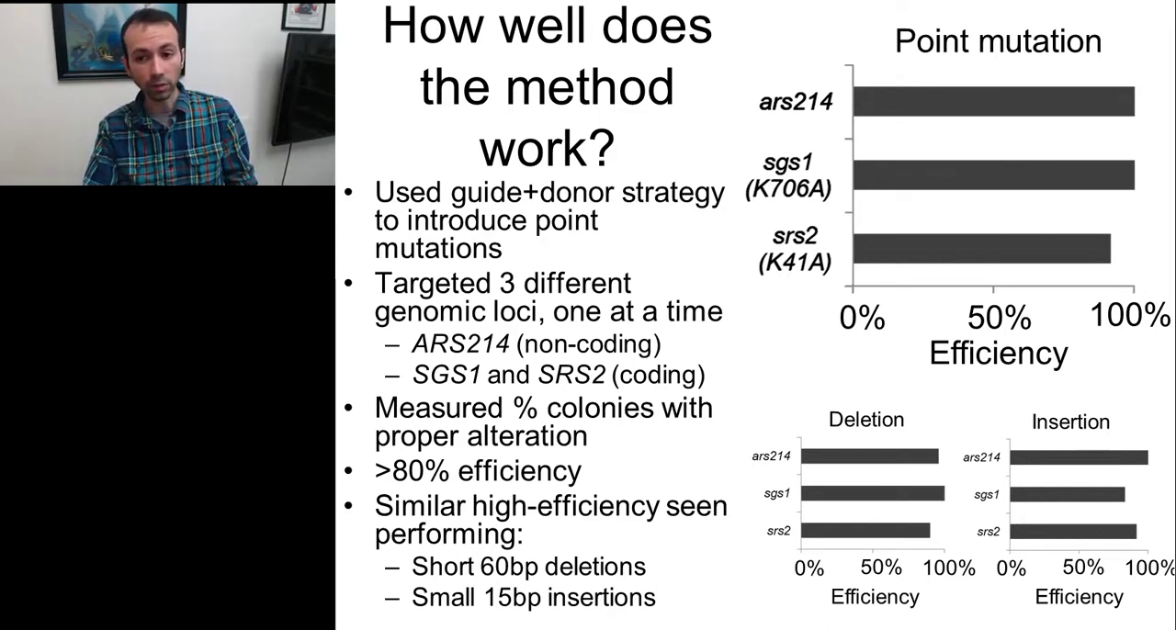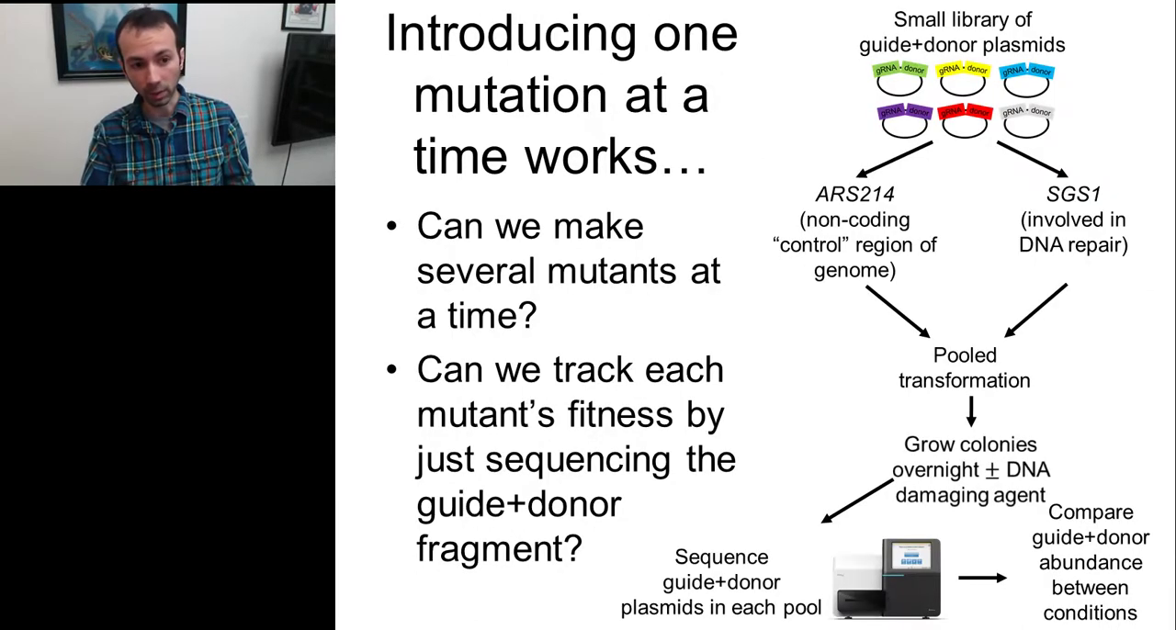Now the question is, can we make several mutations all at once in a mixed pool? And can we track each of the mutants' fitnesses simply by sequencing out the guide plus donor fragment? To test this, we started with a small library of guide plus donor plasmids. They were directed against either the RS214 non-coding region, which is our control region of the genome, or SGS1, which is a protein involved in DNA repair. We then pooled the guide plus donor plasmids against both RS214 and SGS1 together, and we did a pooled transformation.